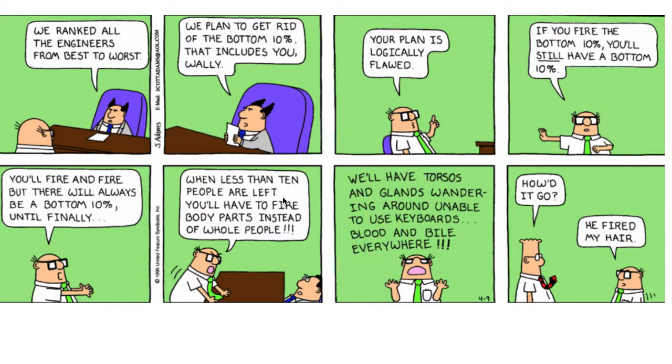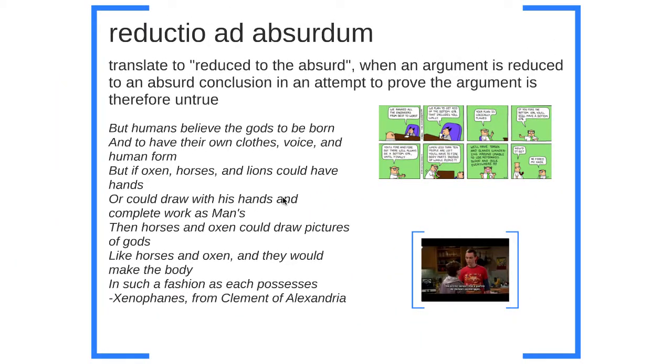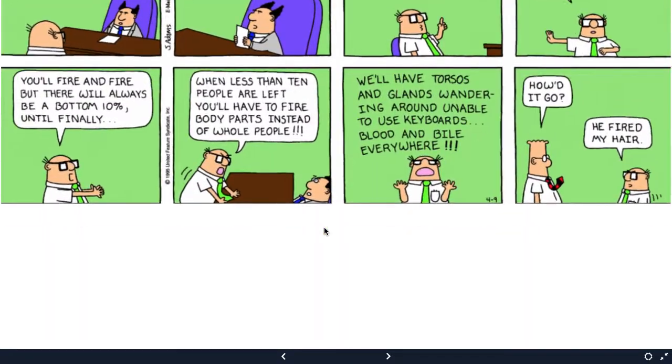So what's happening is, again, you're reducing this, saying we shouldn't get rid of the bottom 10% because it's going to lead to the point at which there's mutilation and all that kind of stuff. It doesn't mean the argument is untrue, but the way in which you're presenting it becomes pretty much absurd. We'll try to play the clip. Sound wasn't working. See what happens.